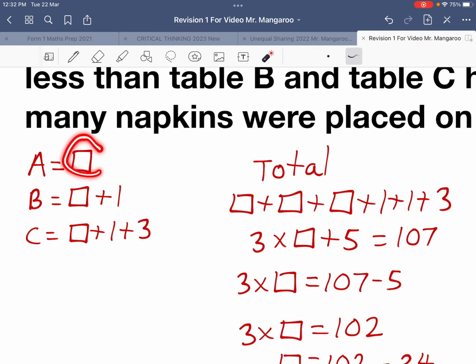Some persons make the mistake and say, well, okay, C is 3 more than B, so we put one box and we put plus 3. No, that would mean C is 3 more than A, but that's not what they told us.